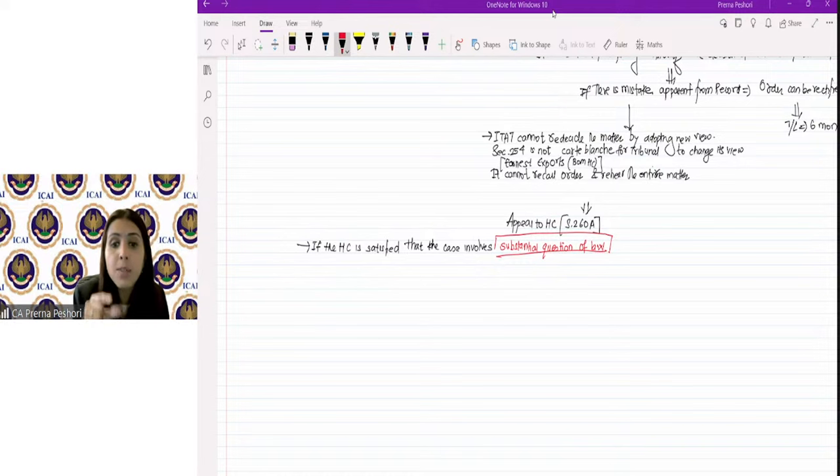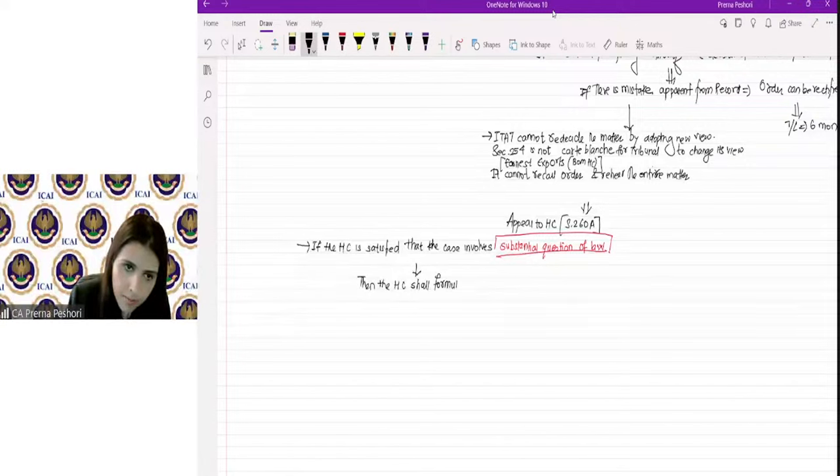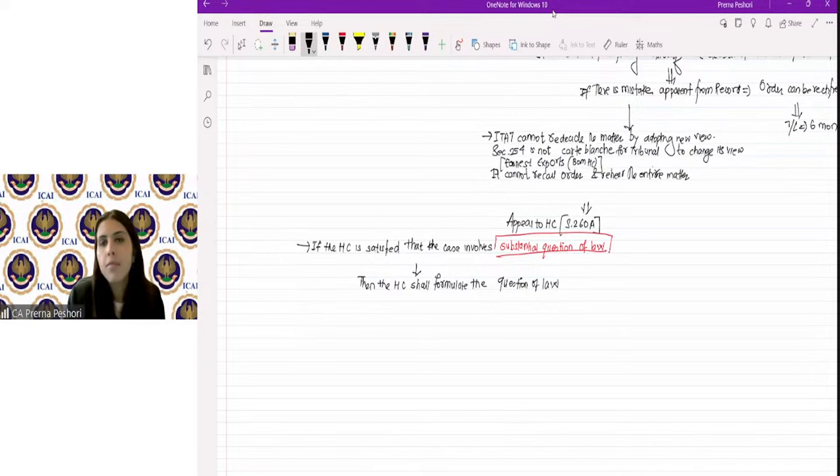If there is a substantial question of law existing in your appeal, then the High Court, if it is satisfied, shall formulate the question of law. So the High Court has to necessarily formulate the question of law. It's not that whatever question of law the assessee gives in the appeal, the High Court has to straight away decide on that. And for that, we have one of the decisions also which is present in your module.